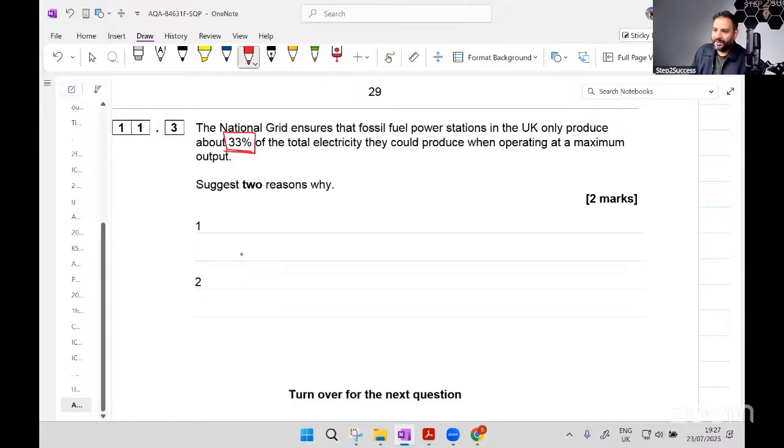Well, partly because they want to have some spare capacity. If something unexpected happens, or if one power station breaks down, another one can cover for it. Do you see what I mean? So if one stops working, we have spare capacity in case another power station shuts down.